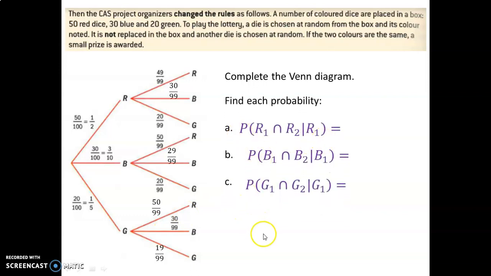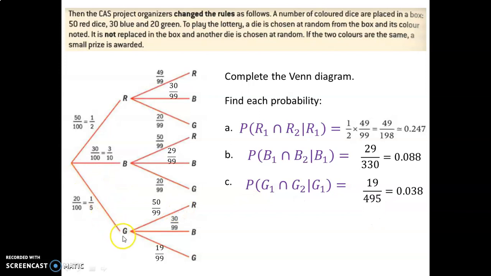So try A. Okay, so A represents drawing a red one first, and then red again. And it has the given that symbol here, red, given that red was drawn first, right? So basically means red and then red again. So you multiply that path there, and you get this value. How about B? In B, now we're following the path of blue and blue again. So there's the probability. And now try C. In C, we're following the path of getting a green and then a green again. So there's the final answer for that.